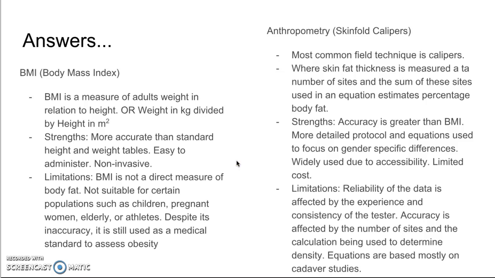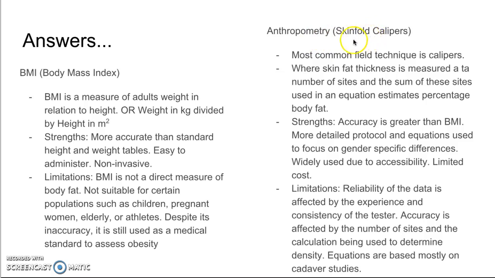These are the answers that are possible. There's lots of things that you could have written, and it was worth 6 points. The best way to answer the question is to do the following. Provide a definition, just like we have here for BMI, what it is. Then list the strengths, maybe 1 or 2 strengths, and then list the limitations, 1 or 2. Okay. And same thing for anthropometry, if that's what you use.